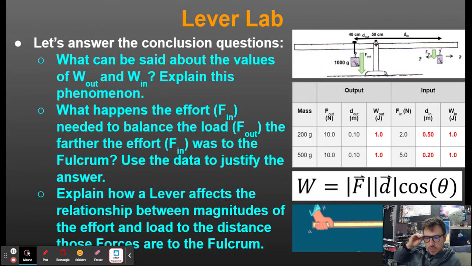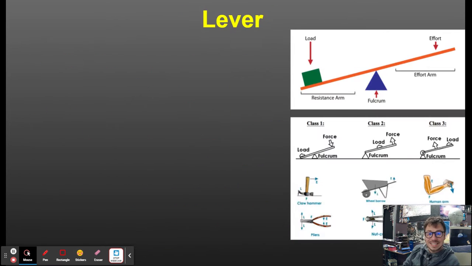So explain how a lever affects the relationships between the magnitudes of the effort and load to the distance those forces are from the fulcrum. So this is kind of the same question, but in a little more layman's terms. Essentially what it's saying is that the farther you get away from the fulcrum, the less force you have to provide to lift that load. But you're going to have to apply that force for a longer distance.